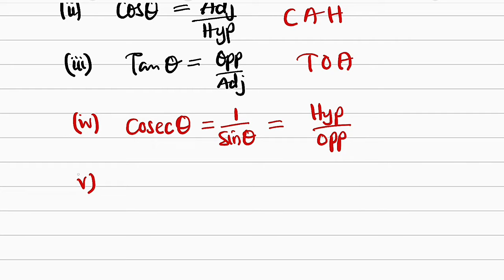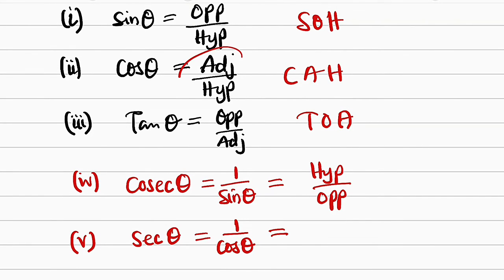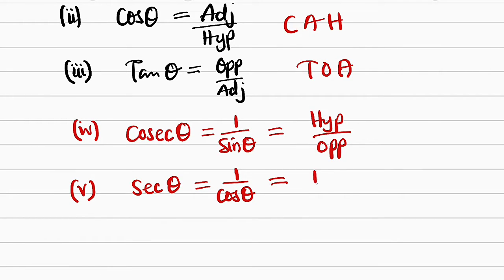Then we have number 5, the reciprocal of cosine, which is secant, sec, which is 1 divided by cosine of theta. And since cosine is the ratio of adjacent over hypotenuse, its reciprocal will be hypotenuse divided by the adjacent side.